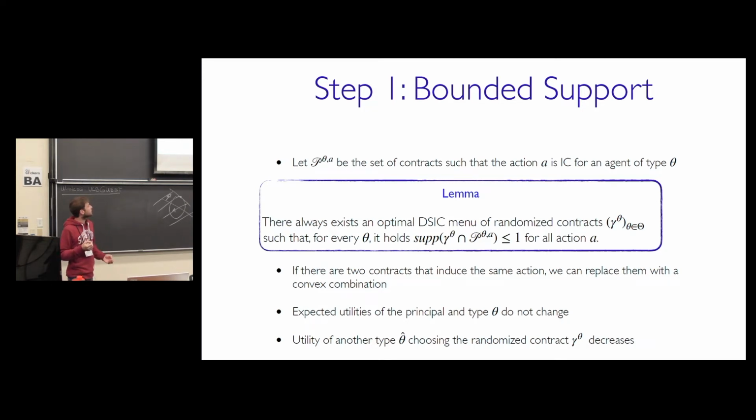The idea of this result is that if we have 2 contracts that induce the same action, the same best response, we can replace them with a convex combination of the 2 contracts. In this way, since we are in a polytope, the expected utilities are linear, so the expected utility of the principal and the agent of type theta do not change. Well, the critical part is that the utility of another type theta', choosing the randomized contract gamma theta, decreases.